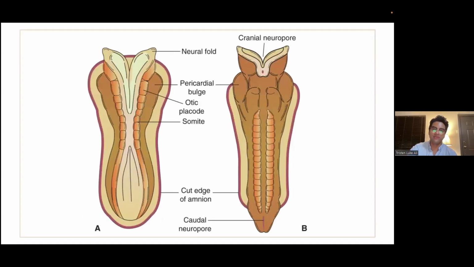So how does vertebral development occur? I previously alluded to this picture and told you that the somites were of importance to us later on, so we'll discuss them here.